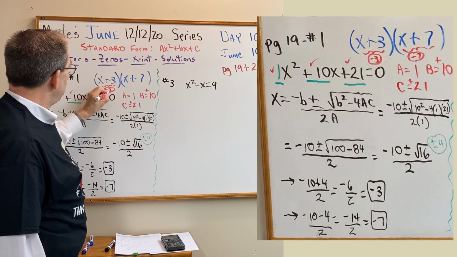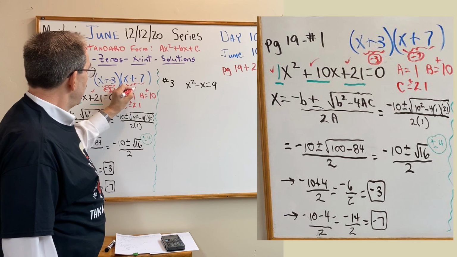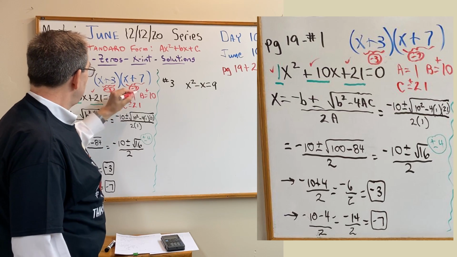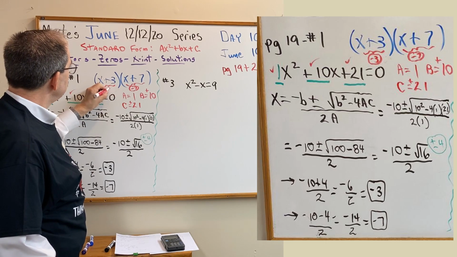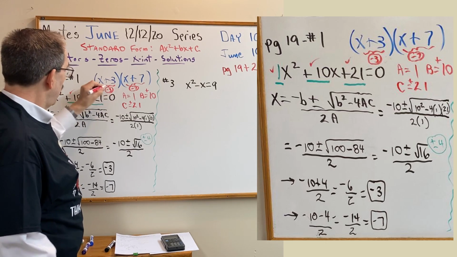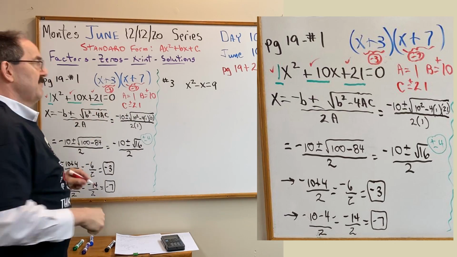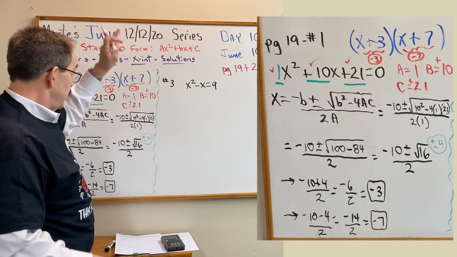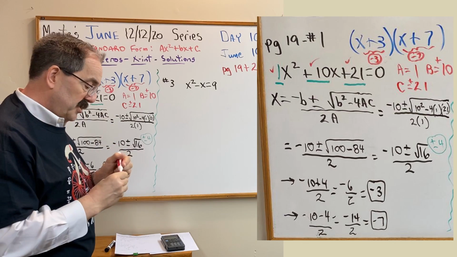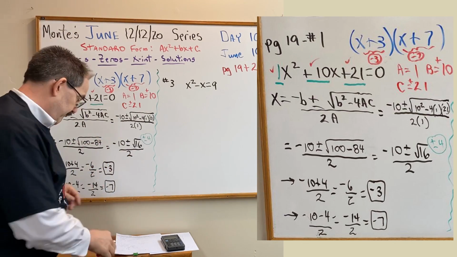Negative 3. What's the opposite of a positive 7? Negative 7. Okay? So, quadratic formula, boom. Guess and check, splitting the middle term, perfect. All right? So, quadratic formula always works, just takes a little bit more time.